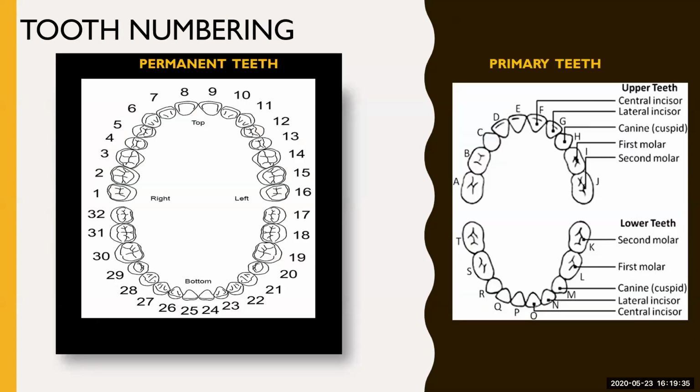Let's start with tooth numbering. At our offices, we follow two types of tooth numbering systems. First is the one that's followed by our general dentists. They use numbers 1 to 32 to identify permanent teeth and alphabets A to T to identify primary teeth. You will need this information while filling out treatment plans as dictated by the doctor.